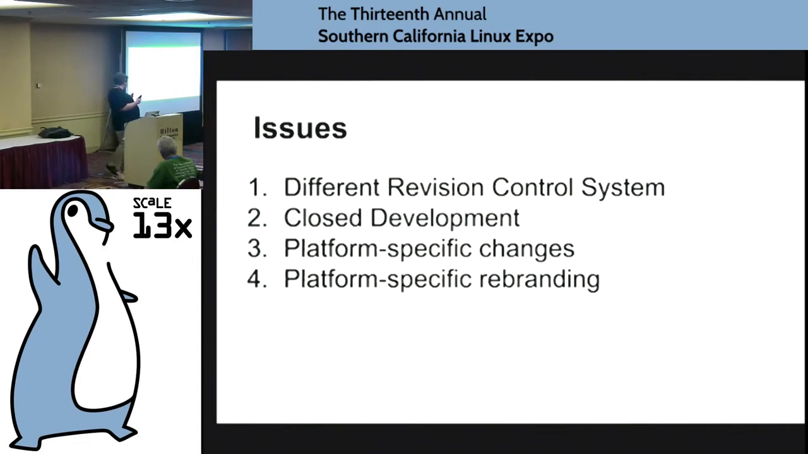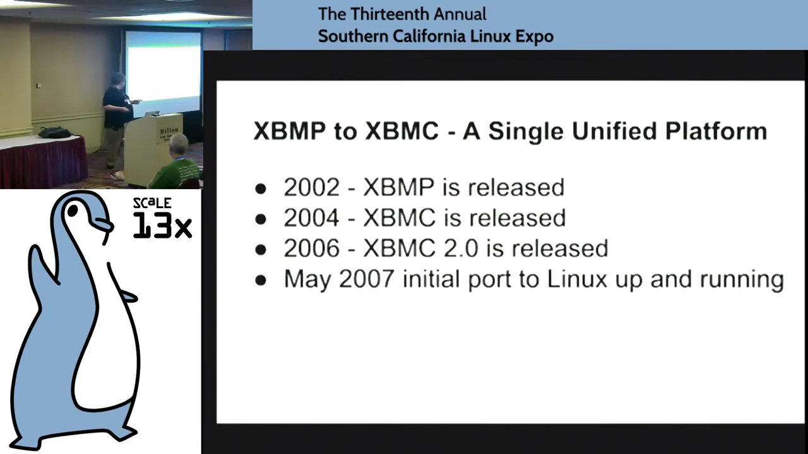And during this time, the Linux people realized that there were some changes that were going to need to happen. And the reason these changes needed to happen was because they'd never dealt with this before. Let's go back in time. 2002, Xbox Media Player was released. 2004, XBMC was released, all on the Xbox, by the way. 2006, XBMC 2.0 was released. And only in May 2007 was the initial port for Linux up and running. And it wasn't even announced, as far as I'm aware, to the general public until about September.